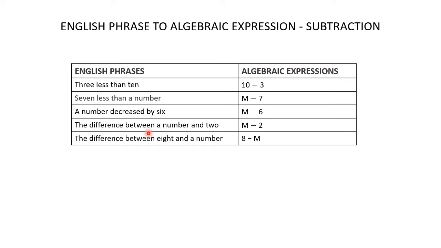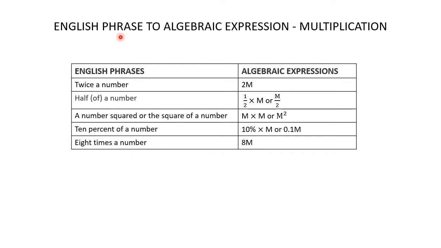Next, the difference between a number and 2. Let the number be m. Then the difference between m and 2 is written as m minus 2. M minus 2 means the difference between m and 2. Next, the difference between 8 and a number. Let the number be m. Then the difference between 8 and m is written as 8 minus m. 8 minus m means the difference between 8 and m. Hope you have understood this.